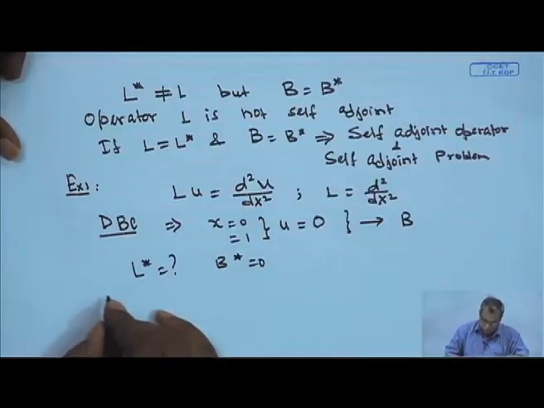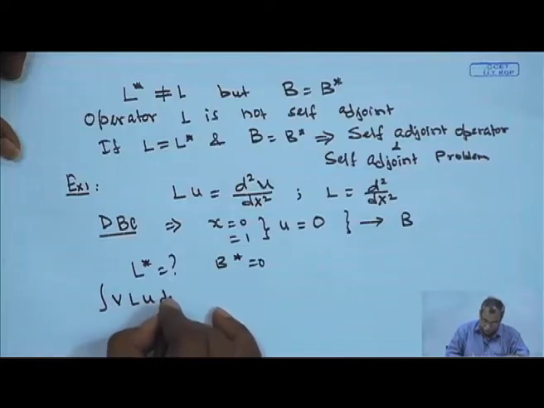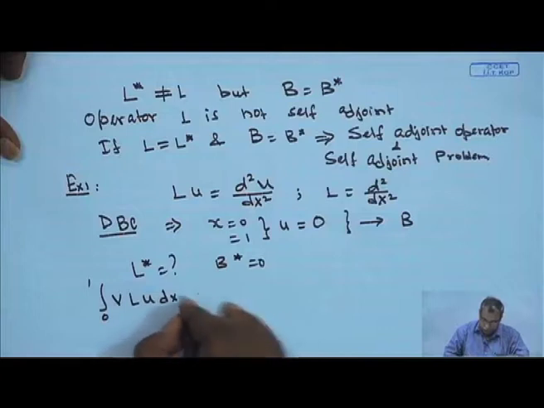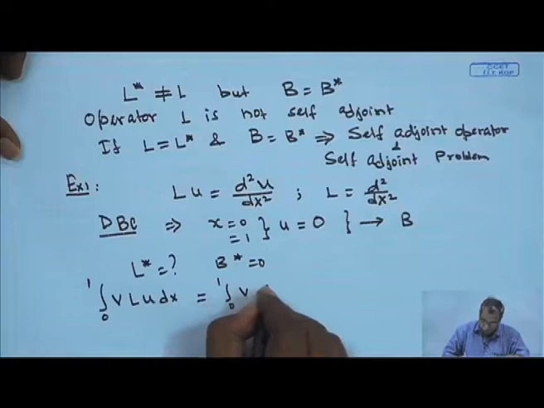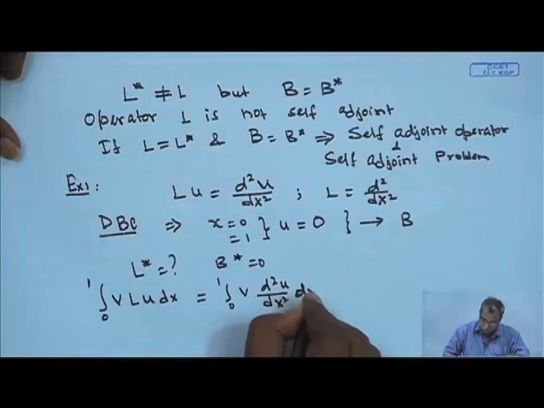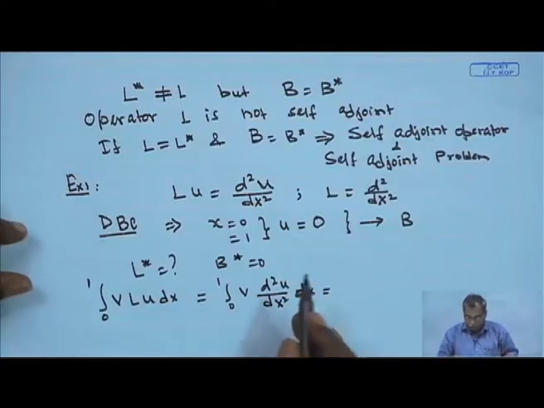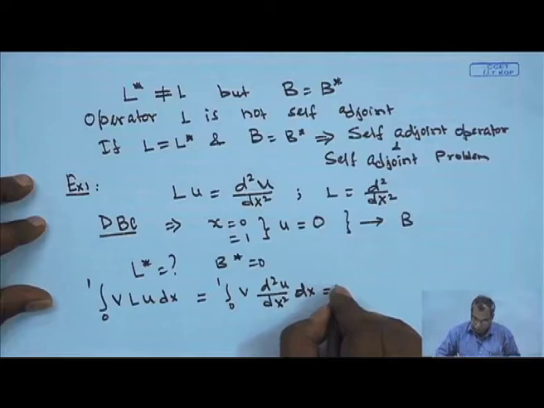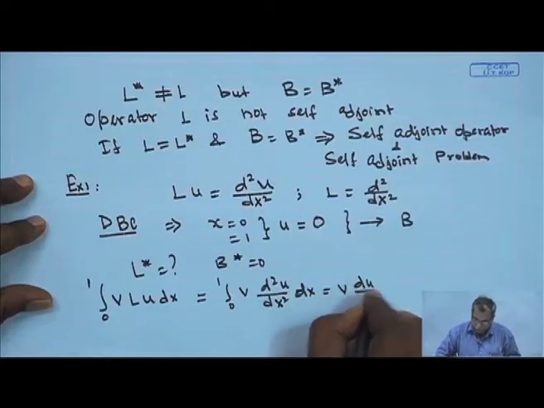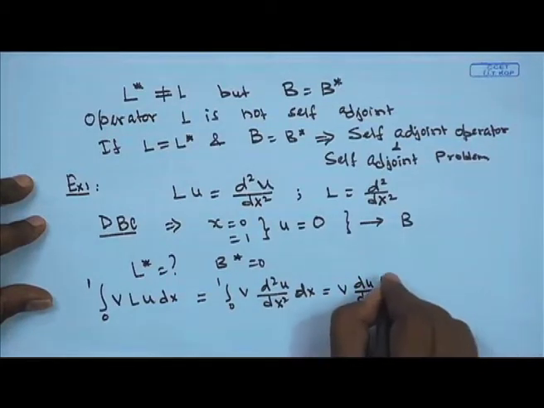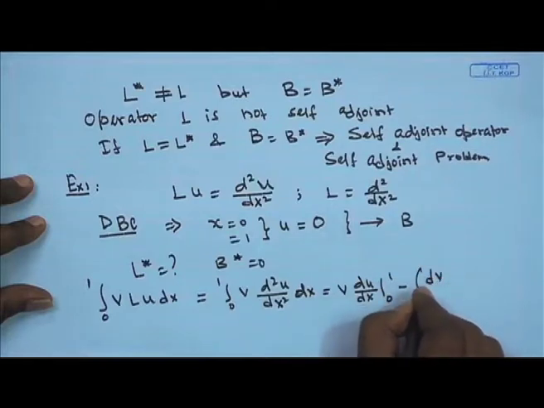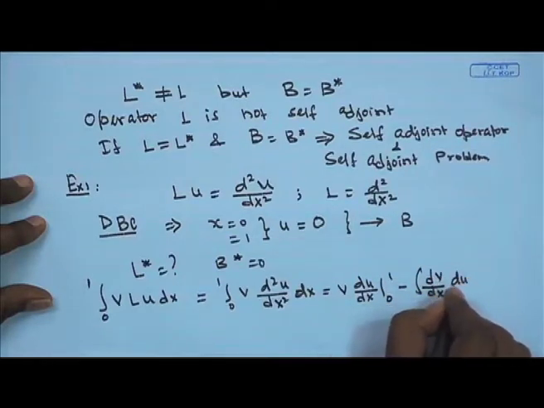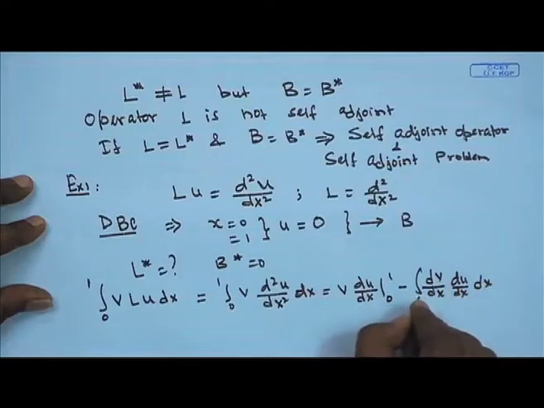So what we do next is we carry out an integration of v times L u dx from 0 to 1, where v is a variable in the same domain as u. So therefore it becomes integral from 0 to 1 of v d squared u by dx squared dx. Okay. So then we integrate by parts. This is the first function, integral of the second function from 0 to 1, minus differential of the first function, integration of the second function dx from 0 to 1.